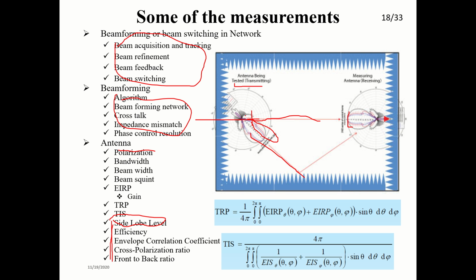We call this beam squint. Actually, mechanically it is placed like this, directed towards this antenna, but electrically your beam is something like this, so it is being squinted. That's why we call it beam squint. Then we have to electrically adjust so that the beam is directed correctly.